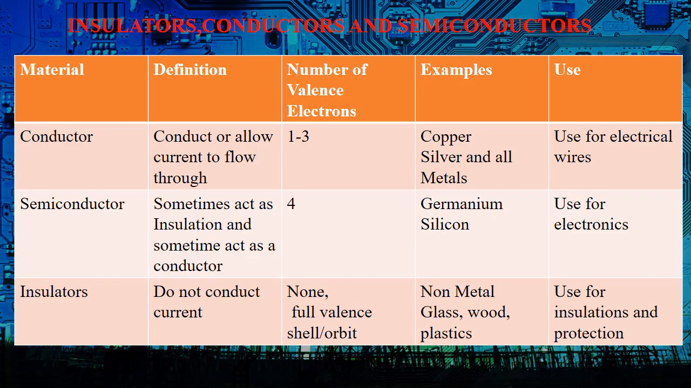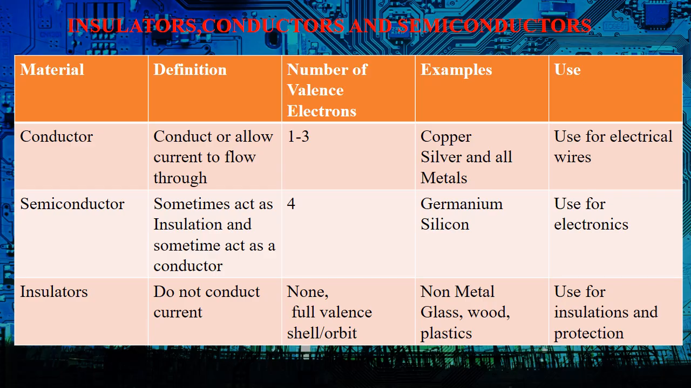Okay, let's look at the three different types of materials: conductors, insulators, and semiconductors. Conductors basically allow current to flow through, or they conduct electricity. When you look at the atomic structure, there are 1 to 3 valence electrons in the valence shell. Mostly they are metals, copper, silver. They are good conductors. They are used for electrical wires and all this.